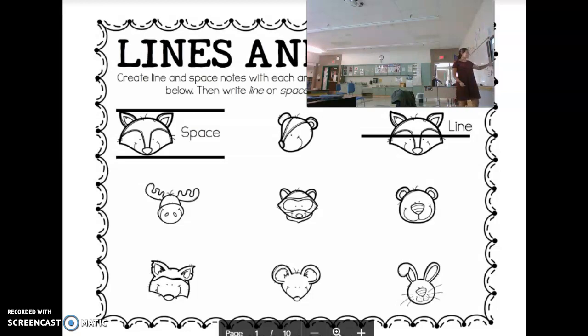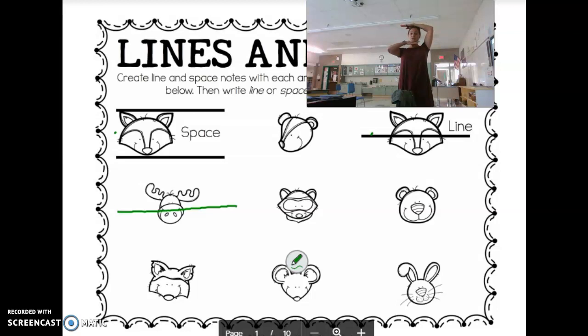Okay, so we have our space notes, and we have our line notes. All right, friends, take a look at my moose. I'm drawing a line through my moose. Can you show me, is that a line note or a space note? Oh, good job. All right, let's see, it looks like a little fox here. Am I making the fox a line or a space note? A line note. Great job.